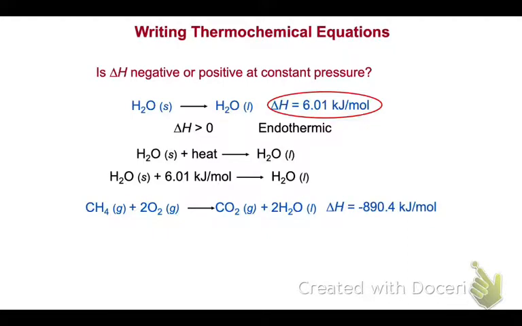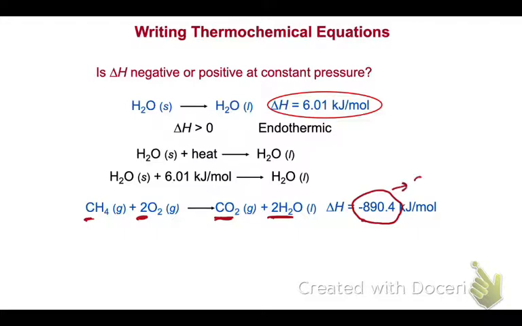Here is another reaction. When I burn methane with oxygen, or combust methane with oxygen, I'm going to get carbon dioxide and water. Look at delta H, negative 890.4 kilojoule per mole. What does that mean? It means that every time I am combusting 1 mole of methane to react with 2 moles of oxygen, 1 mole of carbon dioxide will form, 2 moles of water will form, and 890.4 kilojoule will come out.